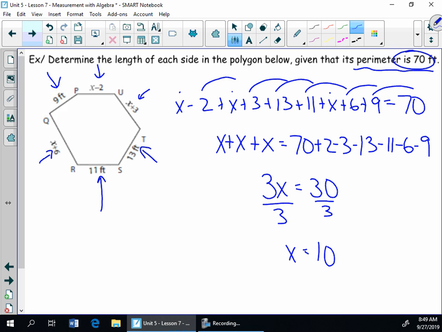Okay, what was the question? Was it say find x? No, it said find the length of each side. So which sides do I already know? I know 11, I know 13, I know 9. What am I missing? I want the top up here, so 10, take away 2, that one's got to be 8. This one's 10 plus 3, so it's got to be 13. This one over here is 10 plus 6, it's got to be 16. I've got all the missing sides.